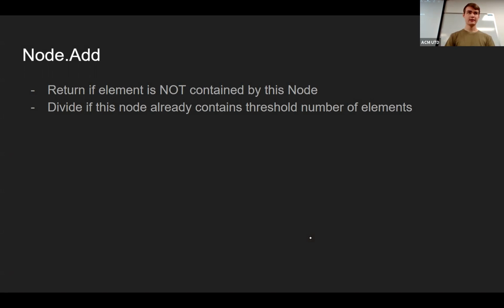Because this happens recursively, it's very likely that most of the nodes in the tree won't actually contain something. So we just return and it's no problem.